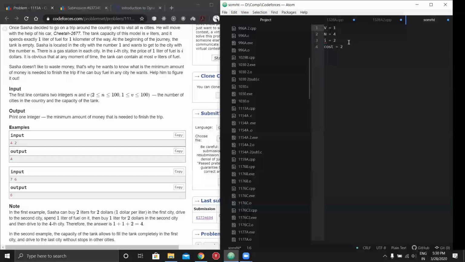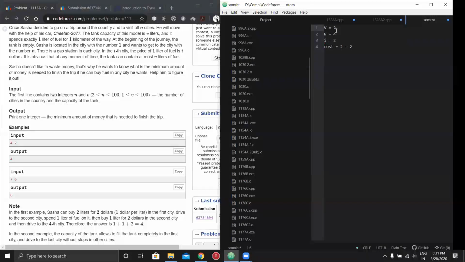And the cost per liter for the fuel will become 2 because he is in the second city right now. Now, what he needs to do here is buy 1 more liter from here. So he buys 1 liter here, and the cost will become 2 plus 2 rupees for 1 liter. Currently he has only 1 liter left in his tank. If he buys 1 more liter, it will become 2 liters.